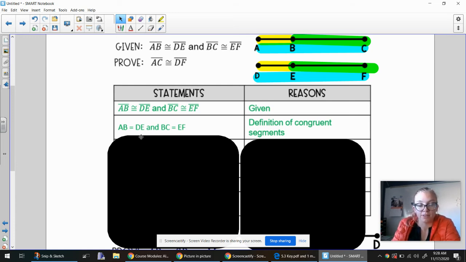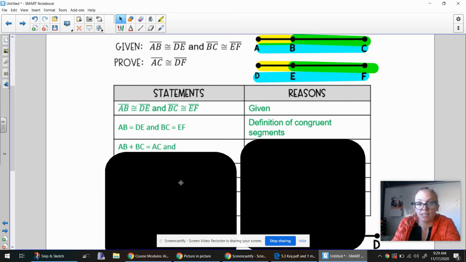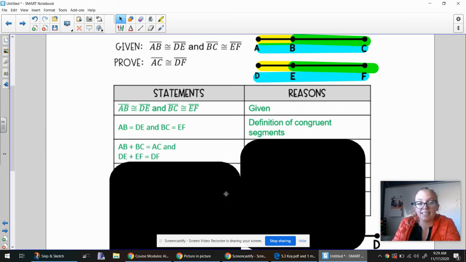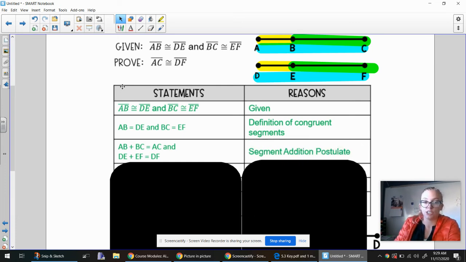Next, we are going to write the segment addition postulate. So AB plus BC equals AC, and DE plus EF equals DF. So we are just stating that the two small parts equal the whole part, and the two small parts equal the whole part. That's the segment addition postulate.